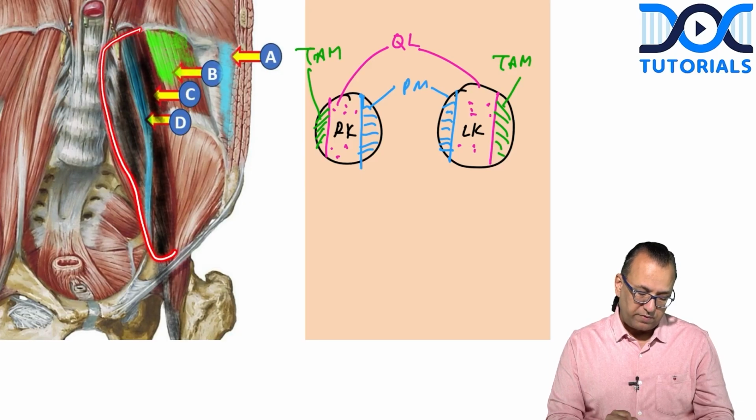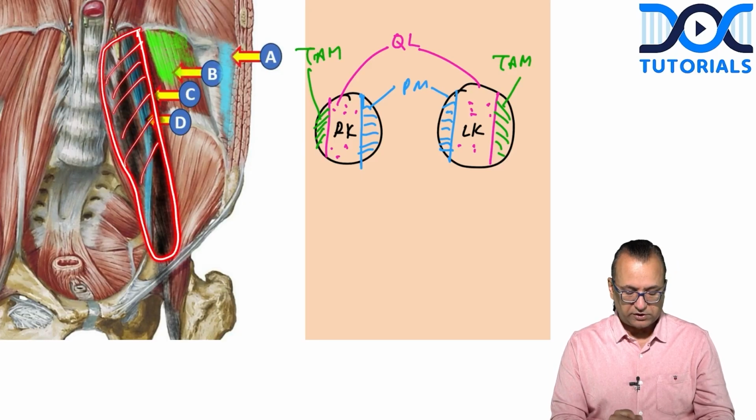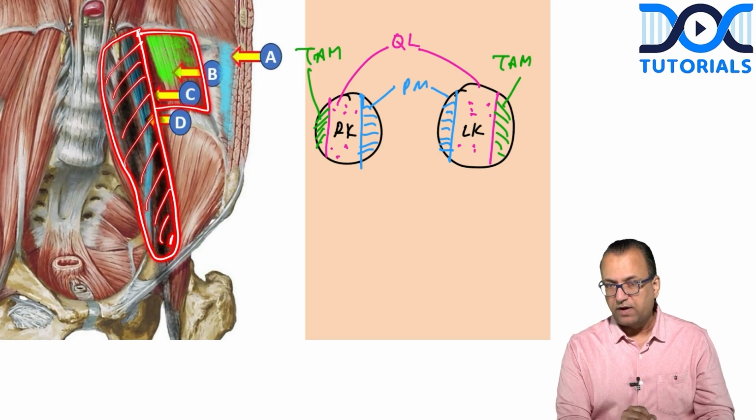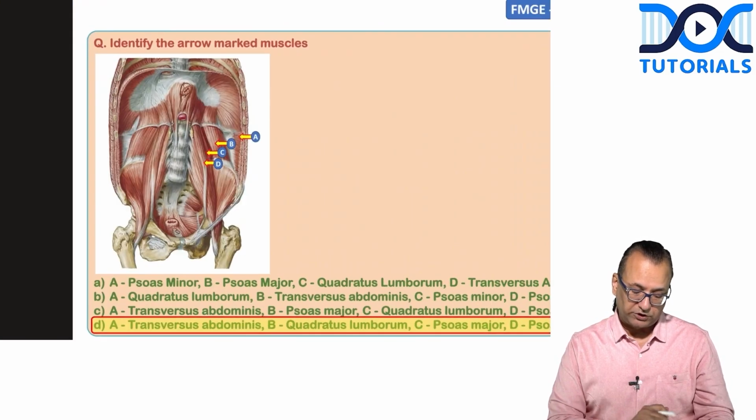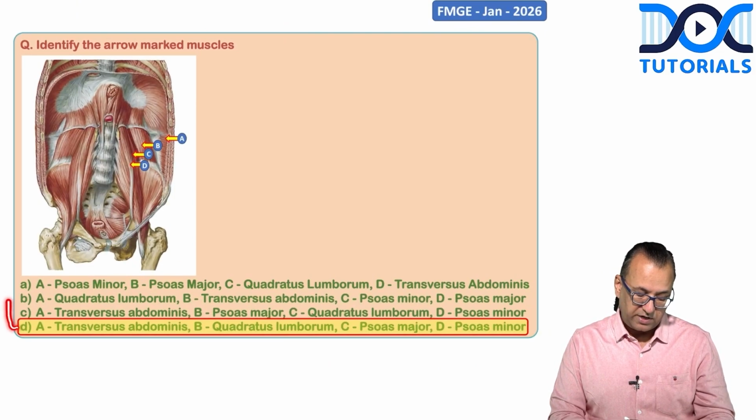Same thing you can see. What is the most medial muscle? That is psoas major. What will be lateral to that? The green color, quadratus lumborum. What will be lateral to that? The transversus abdominis. That is why in this question our answer is choice number D.